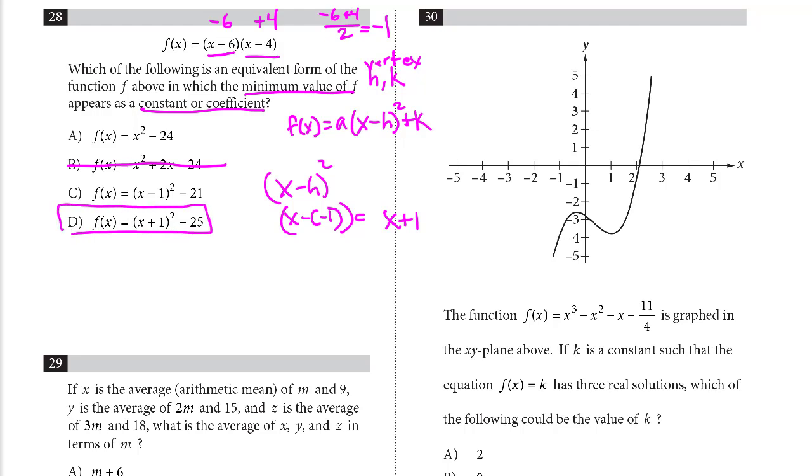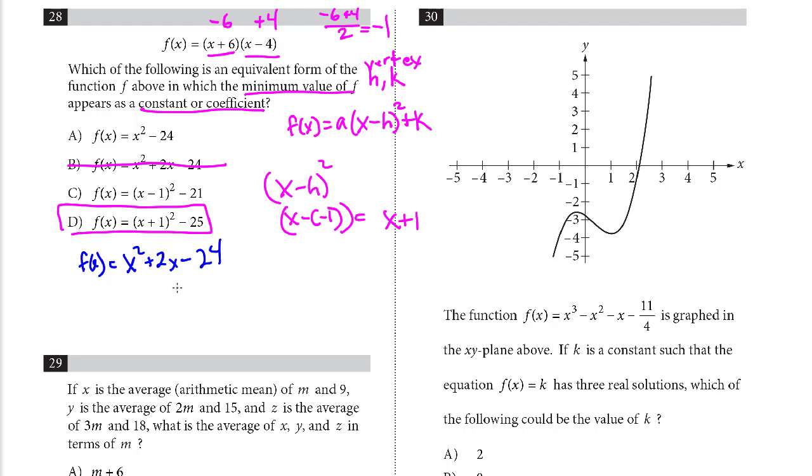Now, the other way I could approach this is to solve it by completing the square. I could multiply it out from factored form. That would give me x squared plus 6x minus 4x, which is plus 2x, plus 6 times minus 4, which is minus 24. So f(x) would equal this in standard form. And now I could try to complete the square from this.